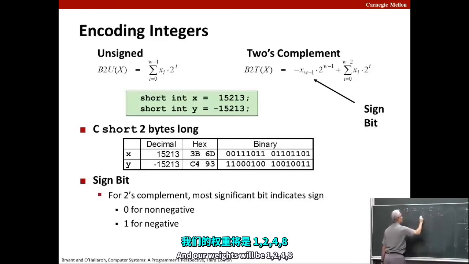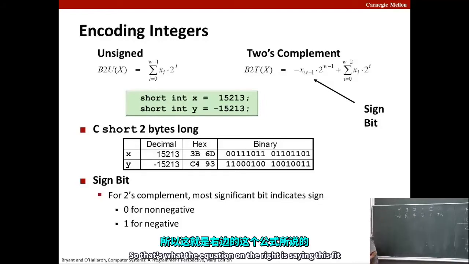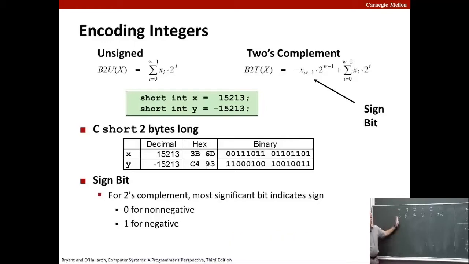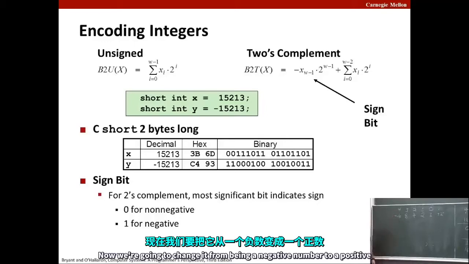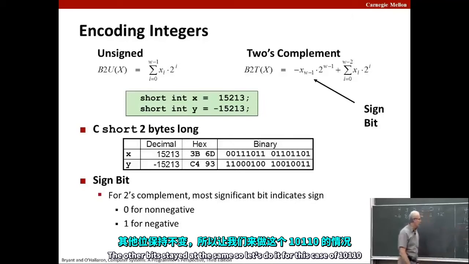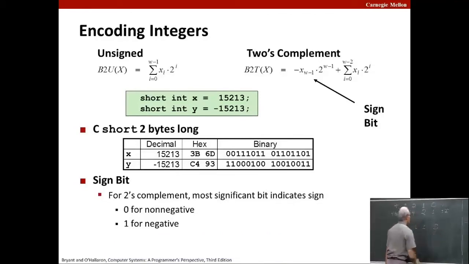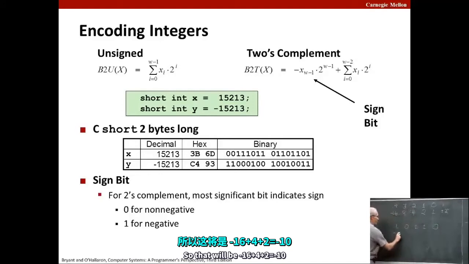And our weights will be 1, 2, 4, 8. But this will now be minus 16. So that's what the equation on the right is saying. But this bit, now we're going to change it from being a negative number to a positive. So obviously, if I have this as my bit pattern, it's going to be the same, because the other bits stay the same. So let's do it for this case of 1, 0, 1, 1, 0. So that will be minus 16 plus 4 plus 2. So that will equal minus 10.